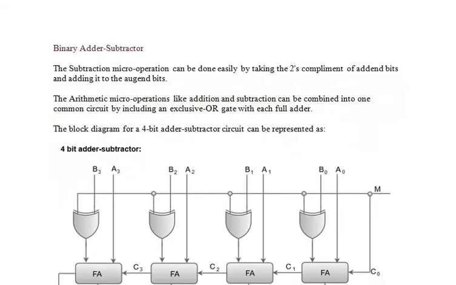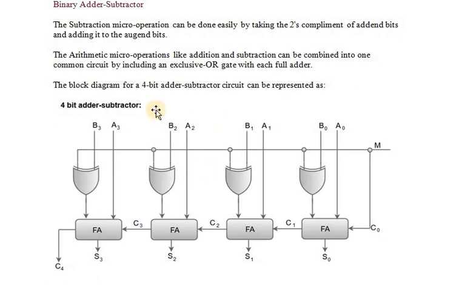See here, in the last circuit we can perform only binary addition, but here we can perform both binary addition and subtraction. The subtraction micro operation can be done easily by taking the 2's complement of the addend bits and adding it to the augend bits. The arithmetic operations like addition and subtraction can be combined into one common circuit by including an exclusive OR gate with each full adder.